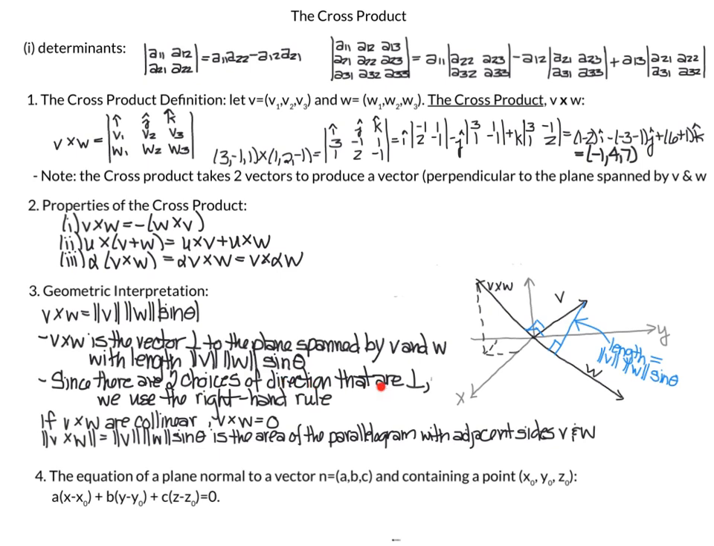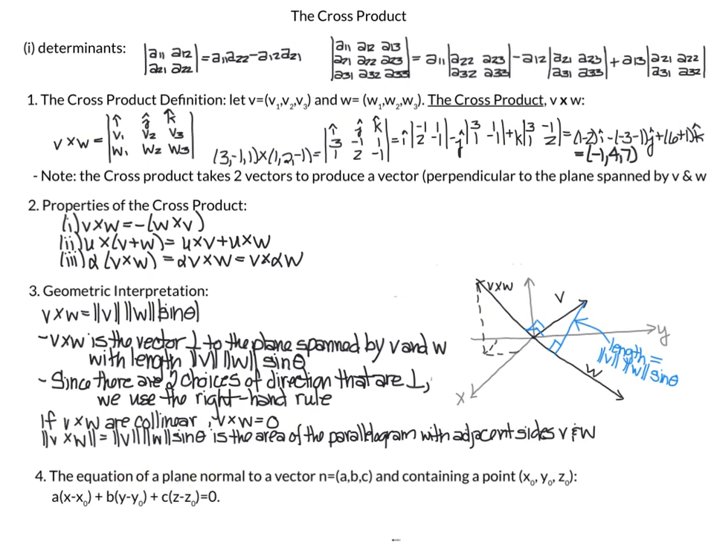Since there are two choices of direction that are perpendicular, we use the right-hand rule to determine the correct orientation. If V and W are collinear, if they line up, then they won't define a plane, and V cross W is equal to 0. And last, the norm of V cross W is the area of the parallelogram with adjacent sides V and W. So V and W define a parallelogram, and V cross W gives the area of that parallelogram.